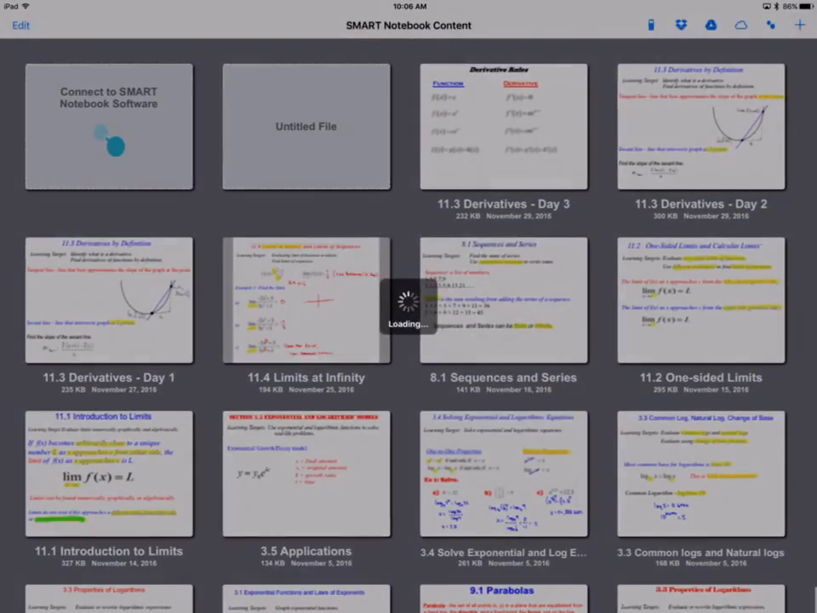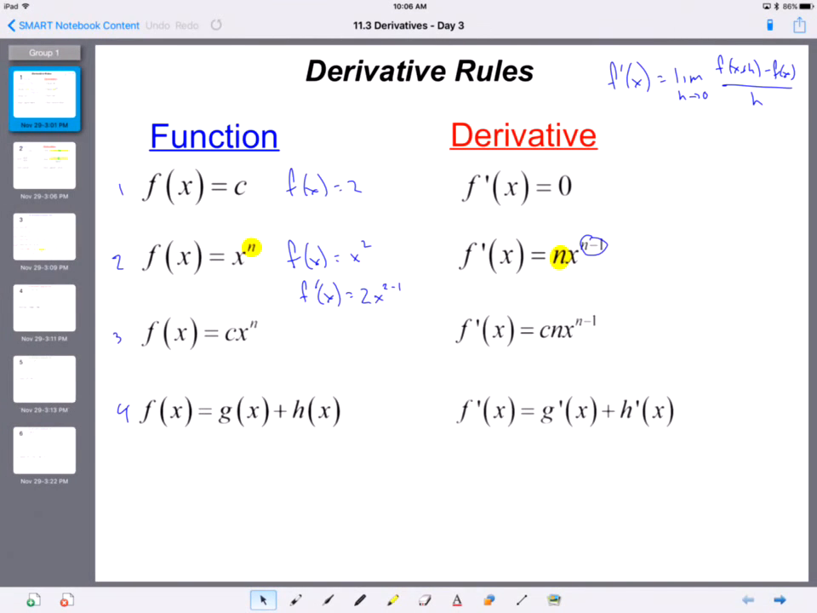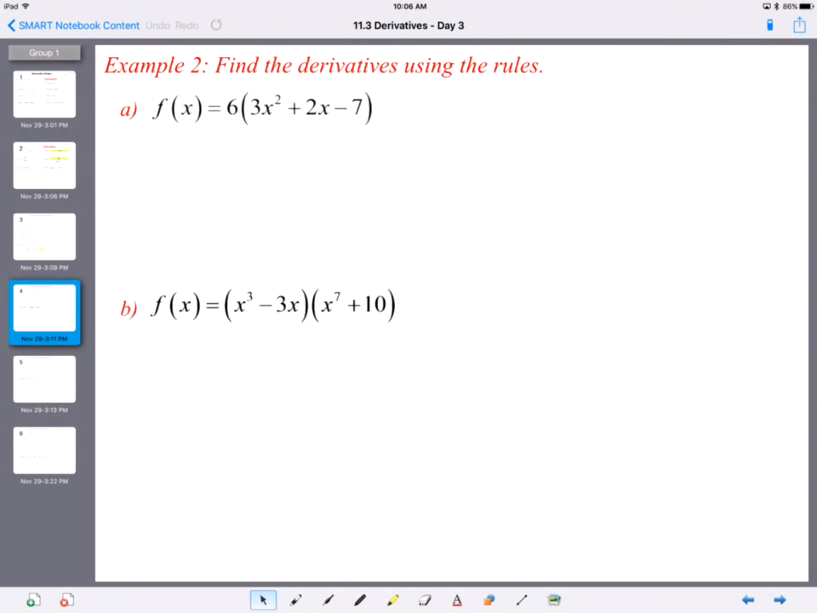Or, instead of finding the derivative right away, sorry about that. Get back to my slides here. Instead of finding the derivative right away, we can just say, okay, well, let's simplify f of x. That's 18x squared plus 12x minus 42. So that's still f of x, but now we can find the derivative of that a little bit easier. So this one I won't show my work, we'll just kind of talk through it.